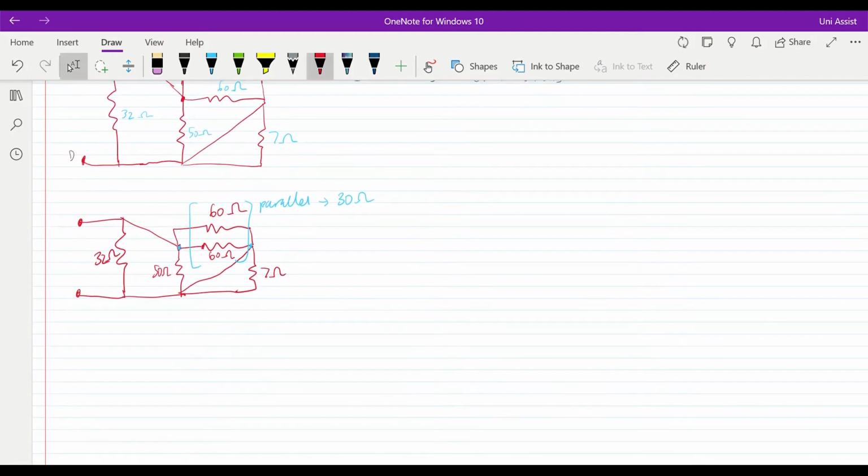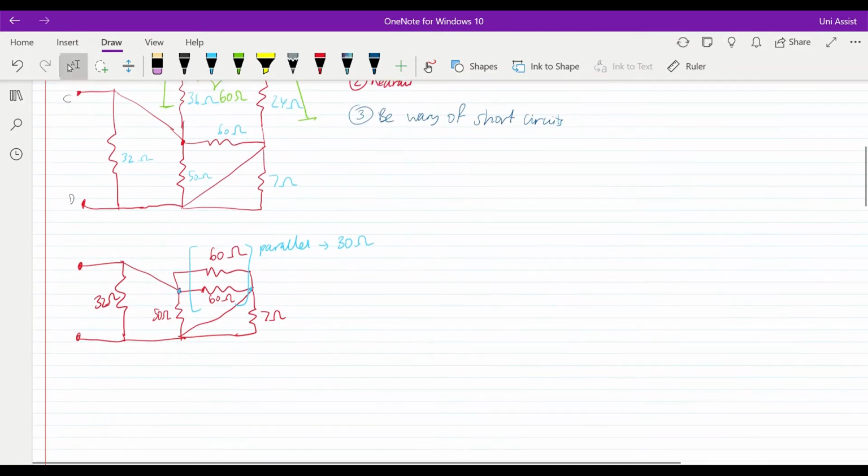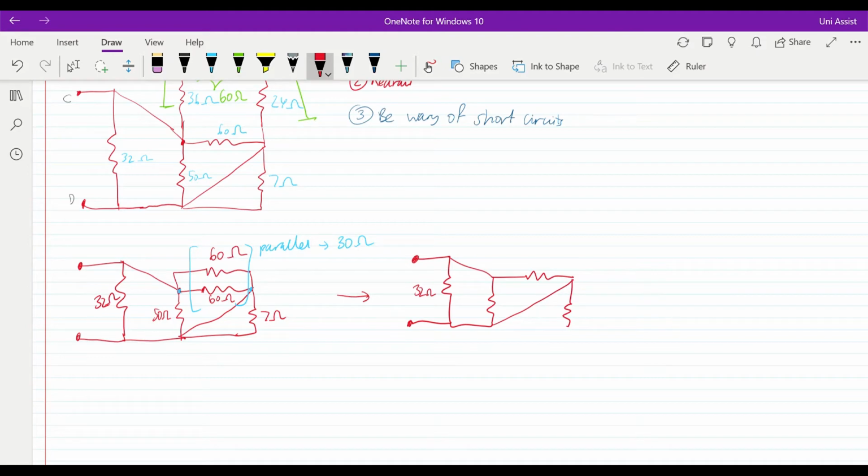So let's continue to redraw. So we'll go this way now. Okay, now just back to the question. We were meant to find the resistance between points C and D, so RCD.